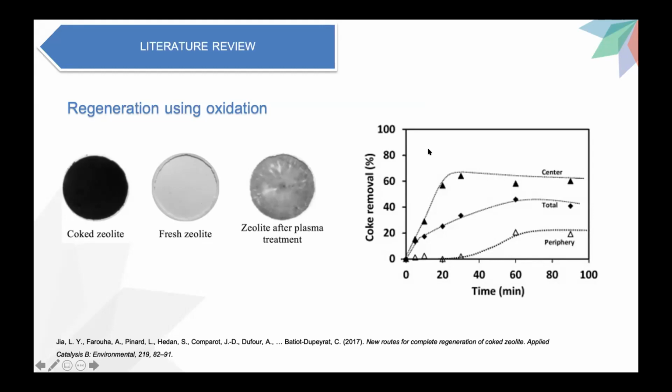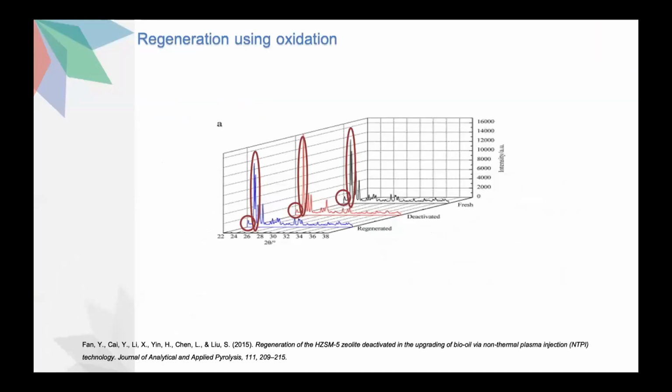And this figure shows coke removal under plasma discharge. Percent coke removal in the center is more than the periphery because plasma starts at the center, and total percent coke removal equals 40%. And the XRD pattern shows the phase of deactivated and regenerated HZSM-5 zeolite in the graph, 2 theta equal 22 to 38 degrees.